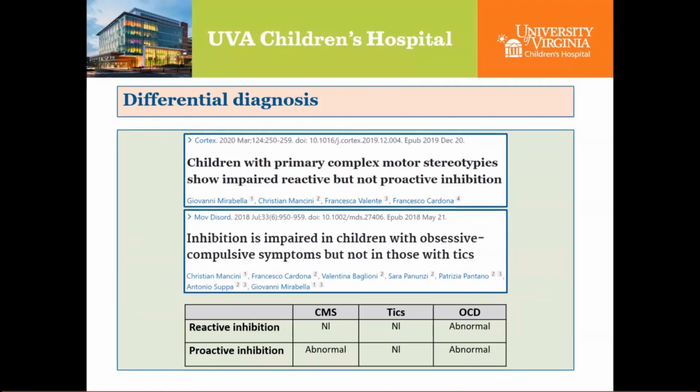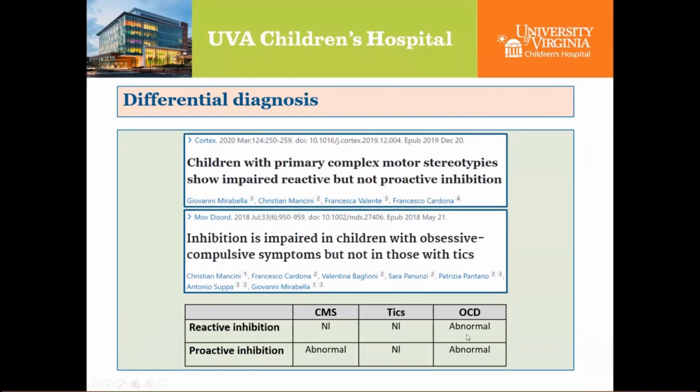And they tried to figure out if there is really an actual impairment of inhibition in patients with these conditions. And they did find a difference depending on the condition that they were testing. So when tested objectively, they realized that people with tics don't really have any impairment in their inhibition. Both the reactive and the proactive were intact in patients with tics. They both were impaired in patients with OCD.